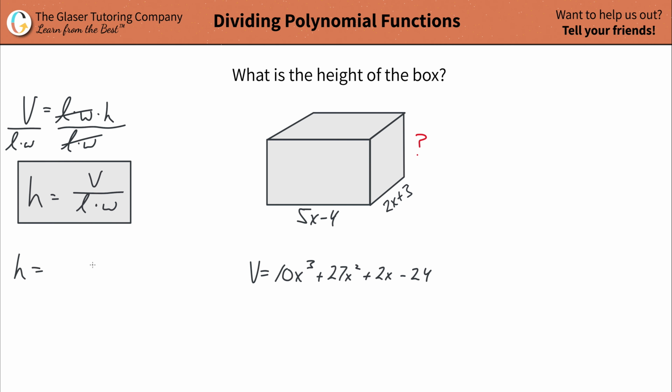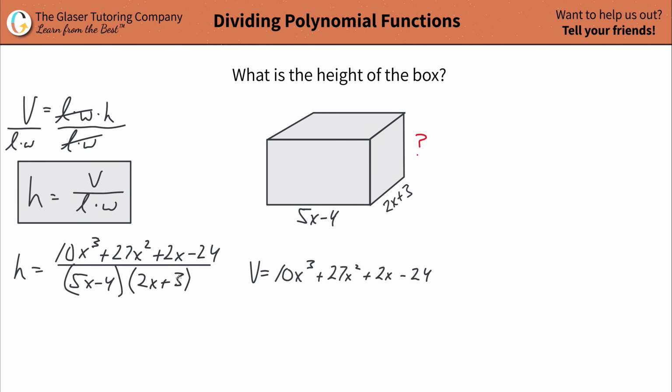So what I'm going to do now is plug it into the formula, right? 10x cubed plus 27x plus 2x minus 24. And that whole thing is now going to be divided by the length, which was 5x minus 4, times the width, 2x plus 3.